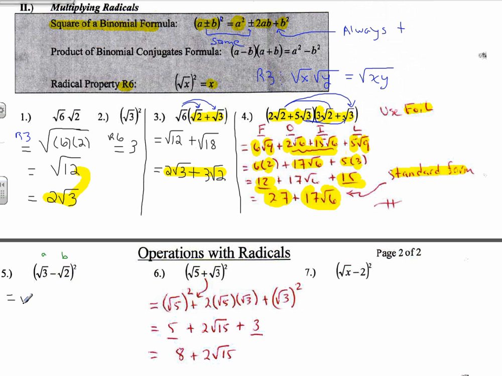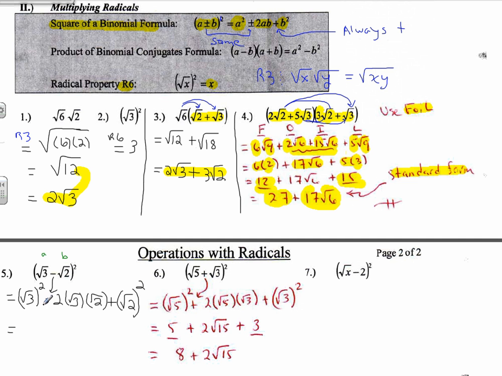So I get radical 3 squared, same sign, it's minus, then it's 2 times radical 3 times radical 2, always plus, radical 2 squared.